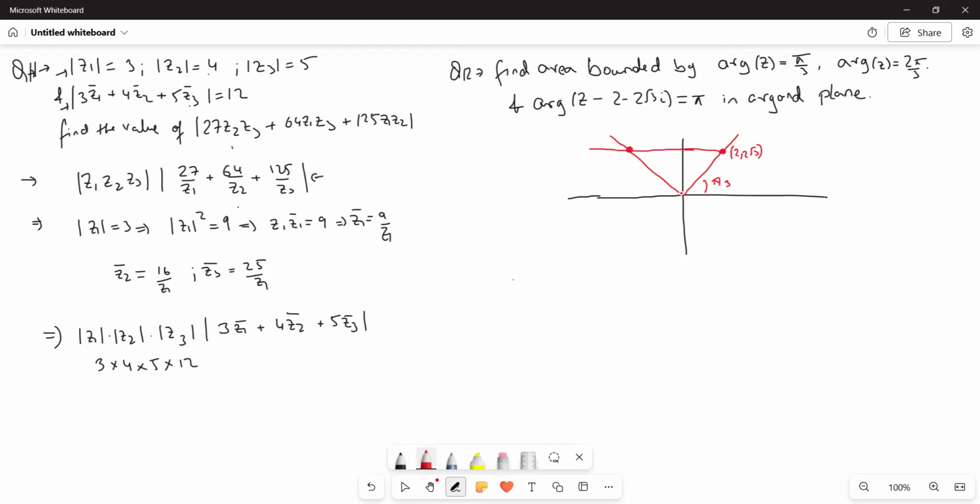So the three straight lines will create a triangle OAB. You have to find the area of this triangle. Area bounded by the three lines. The three lines will create a triangle. We have to find the area of this triangle.